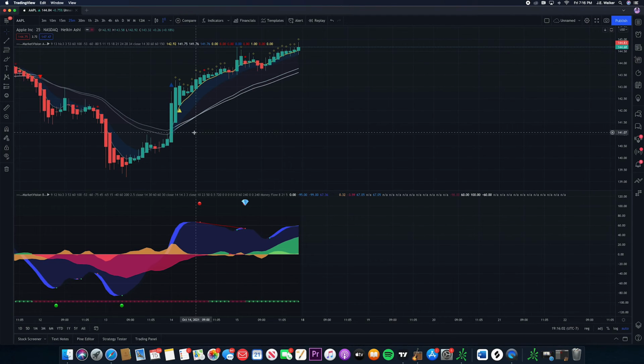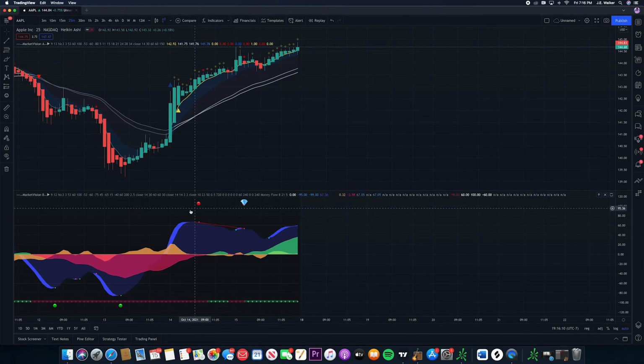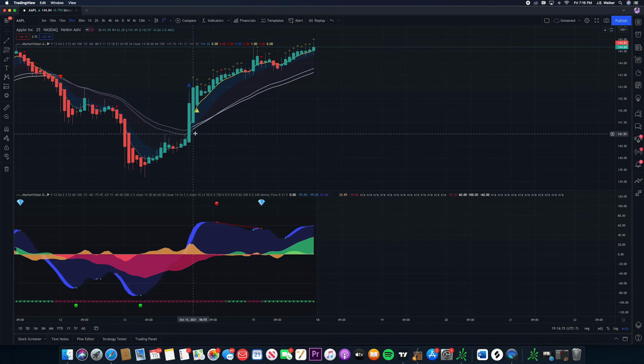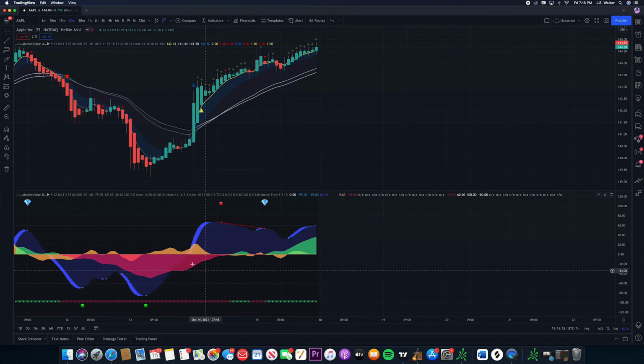There is no one indicator or one part of the indicator that is going to just, it's not like FX mode where you just automatically take winning trades. These tools are amazing. You just have to use them correctly.